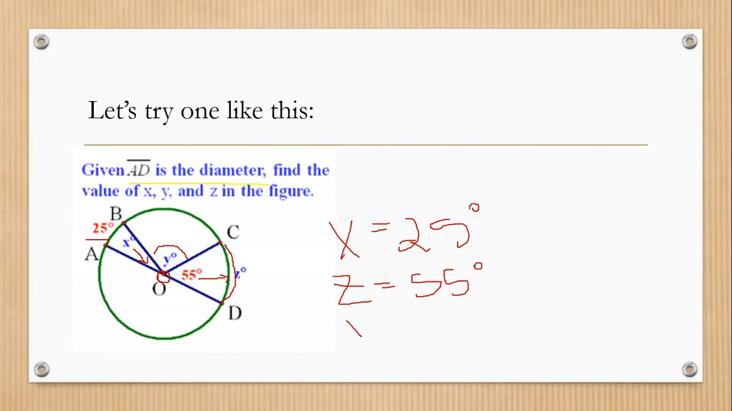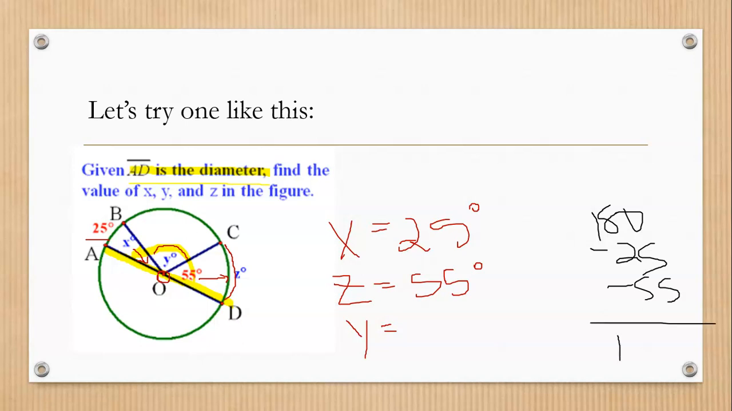So the only thing left to find is Y. And we know that the entire thing is what? Did they tell us this is the diameter? So how many degrees total in half this circle, right? Because the diameter cuts a circle in half. So that's why this is so important. It is 180 degrees. So we know this is going to total 180. So we just need to find what's missing, right? 180 minus 25 minus 55. So it's 100, right? So Y is 100 degrees.